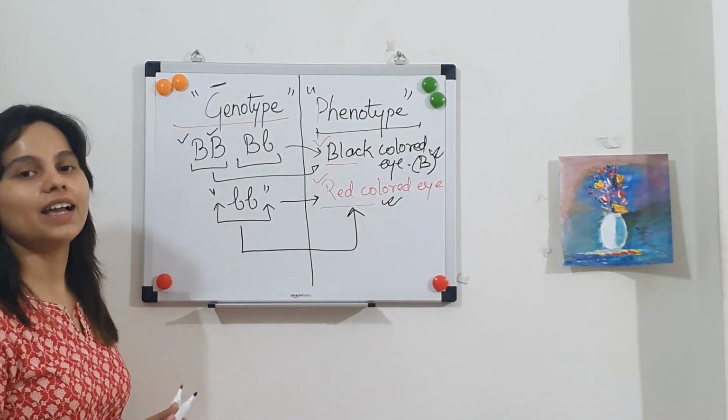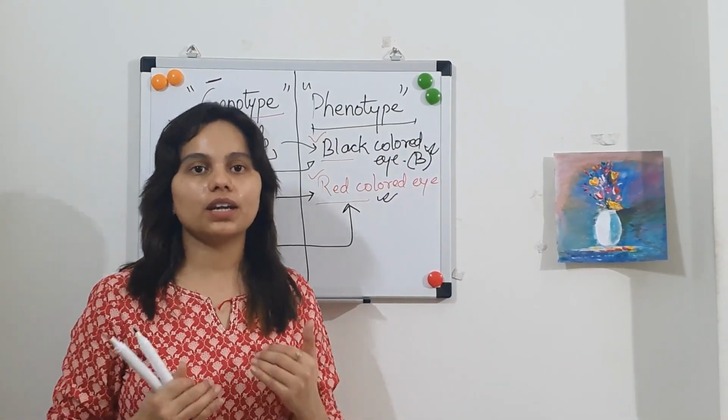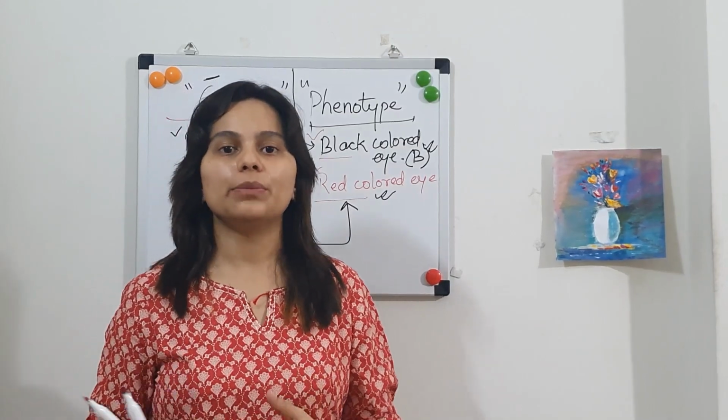So the pattern of gene is termed as genotype and the expression of this genotype is termed as the phenotype. That's all for today's video, genotype and phenotype. I hope that now you can differentiate very clearly between these two terms.